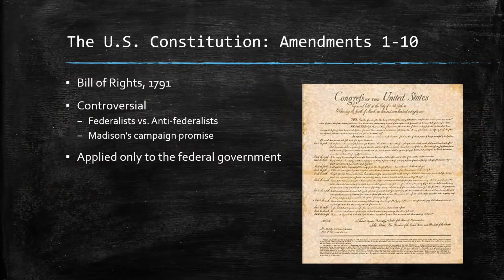So James Madison and other Federalists promised that they would write a bill offering greater protection for individual rights. Simultaneously with the ratification of the original Constitution, Congress submitted the Bill of Rights to the states for ratification as the first 10 amendments to the Constitution. The Bill of Rights applies to just the national government, not the states. That is a very important point for you to remember.